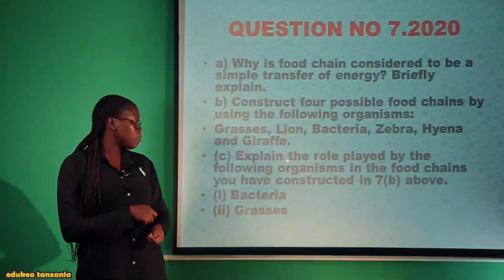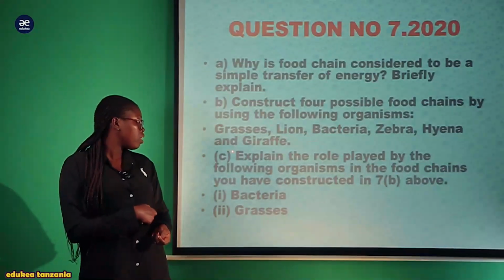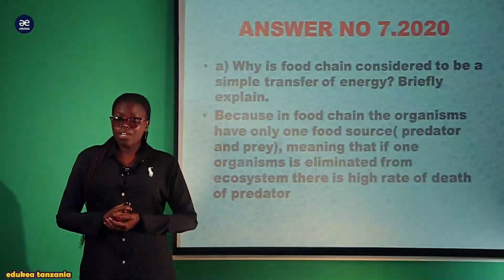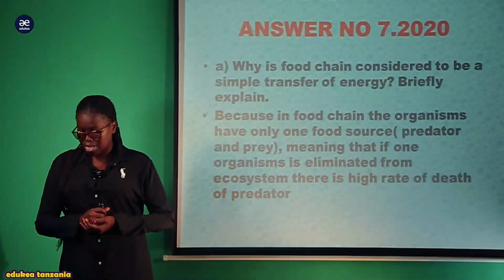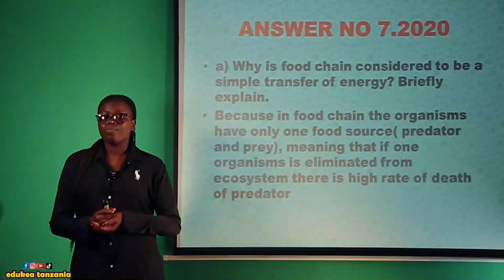And Roman C, explain the role played by the following organisms in the food chains you have made here. You have been given grasses and bacteria. My lovely Form 2 students, this question has been derived from our lovely and interesting topic of the balance of nature.